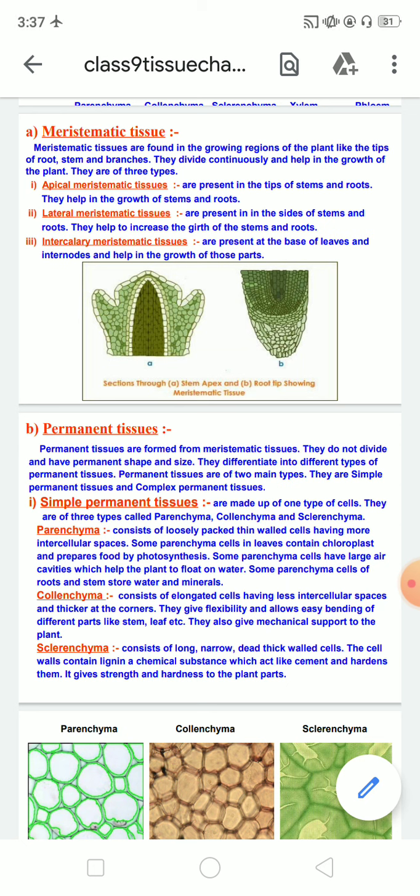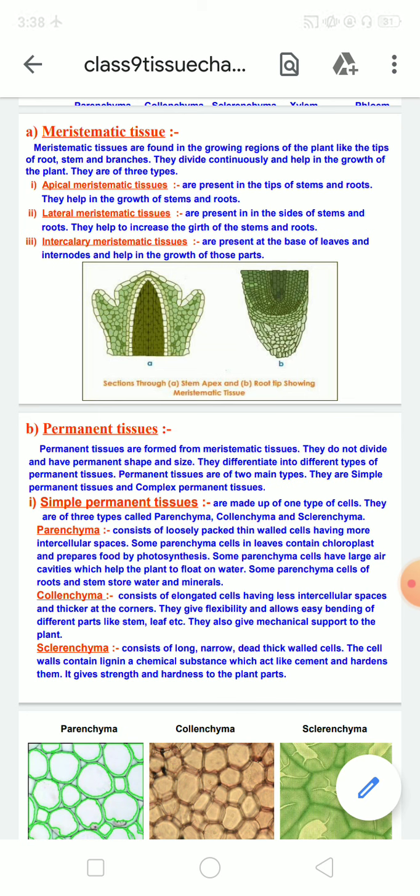Now next is the permanent tissues. Permanent tissues are formed from meristematic tissue. They do not divide and have a permanent shape and size. They differentiate into different types of permanent tissues. Permanent tissues are of two types. They are simple permanent tissues and complex permanent tissues.